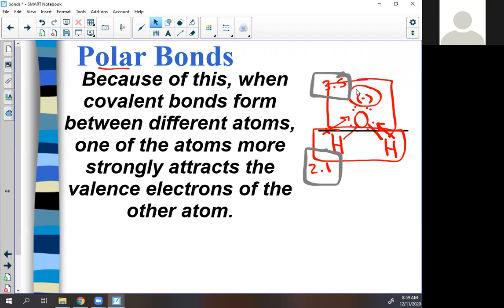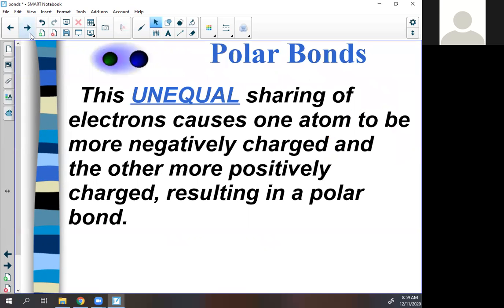It's kind of like you're in a wrestling match, and this is the one that has more weight. It's stronger. All right, this unequal sharing of electrons causes one atom to be more negatively charged and the other more positively charged, resulting in a polar bond. And remember, polar means two-sided. It's like saying top and bottom. Those are two sides, north and south, two sides. Pole, North Pole, South Pole, two sides.